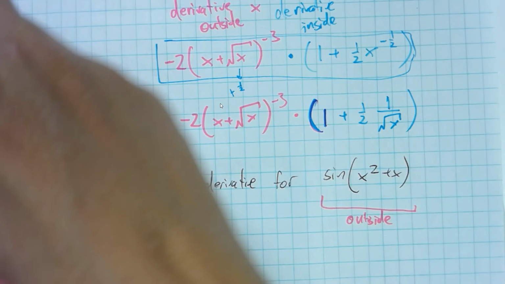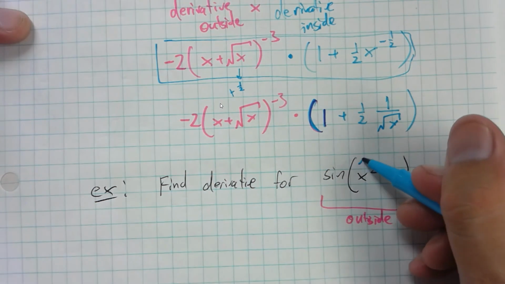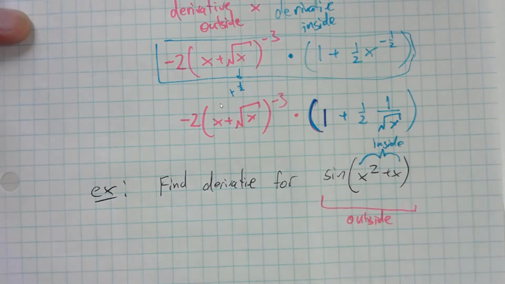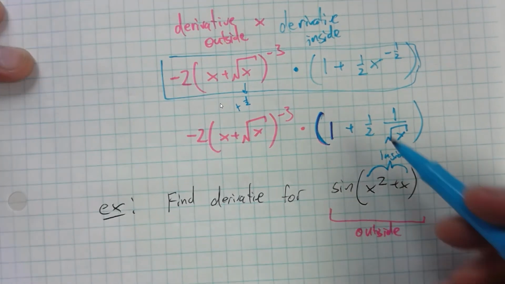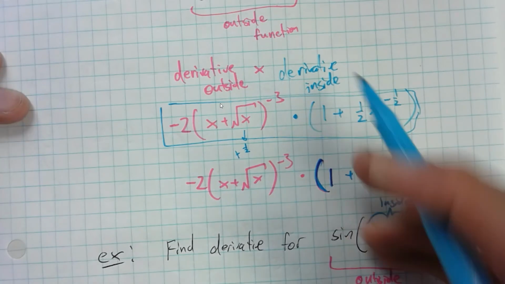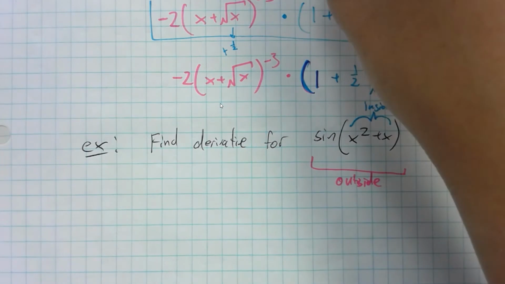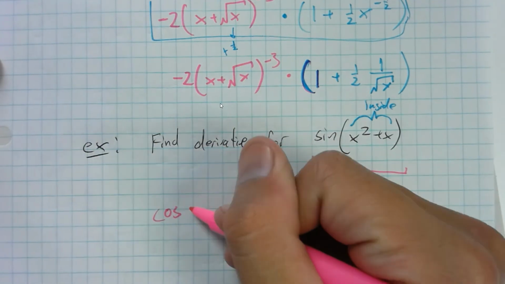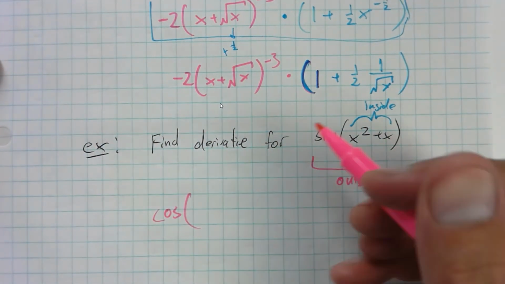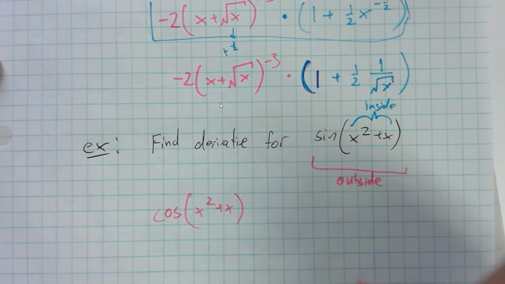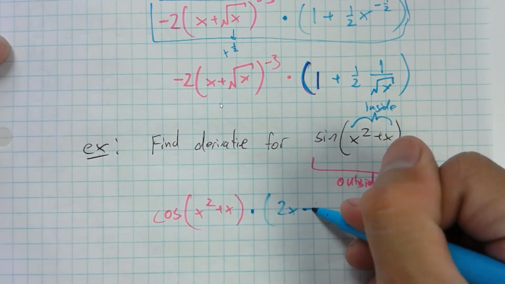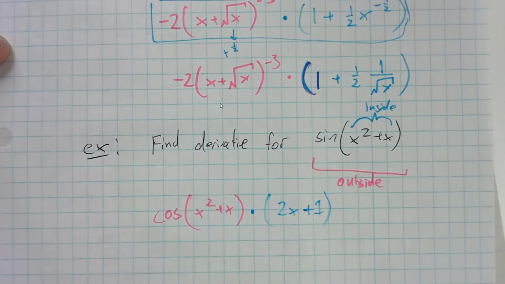And the inside is another little mini function, the inside function that you can take the derivative of. So again, following the rules, it's the derivative of the outside times the derivative of the inside. What's hard is you have to define all this stuff. So the derivative of the outside is cosine of whatever was in there. Okay, in this case it was x squared plus x, which you don't touch. Now you take the derivative of the inside, which is 2x plus 1. And that's it. That's your final answer right there.